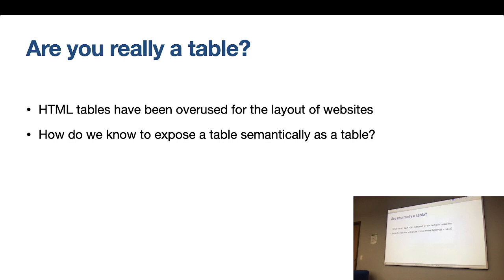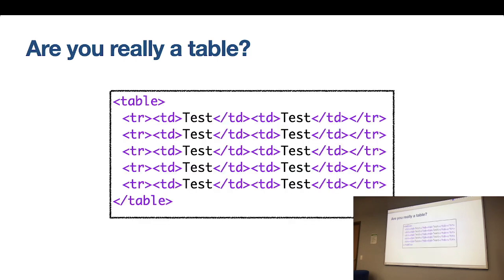So now we have to implement some kind of heuristic to try and filter out quote unquote fake tables. So what kind of heuristics do browsers utilize? First, let's just take a look at an example. Let's say we have a simple HTML table, 5 rows, 2 columns. Each table cell has the word test in it, right?